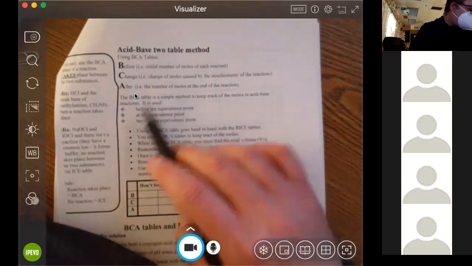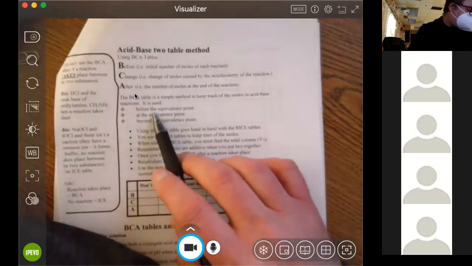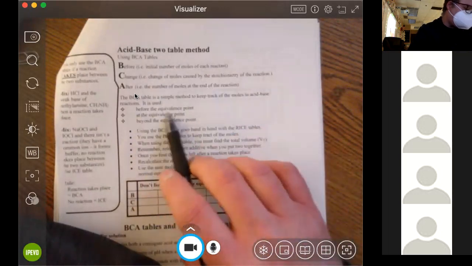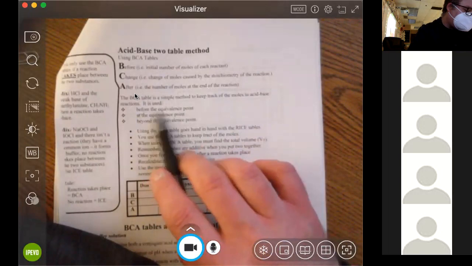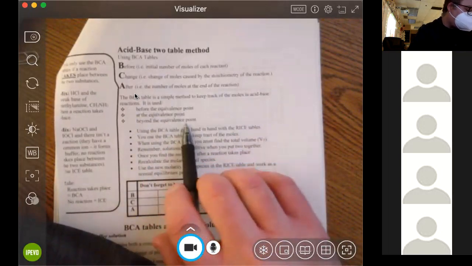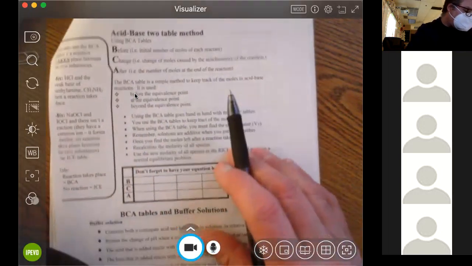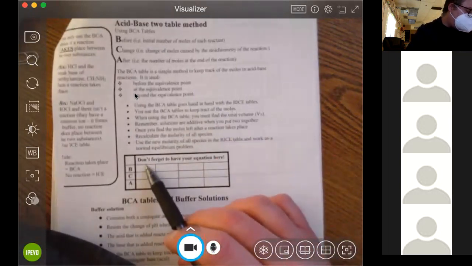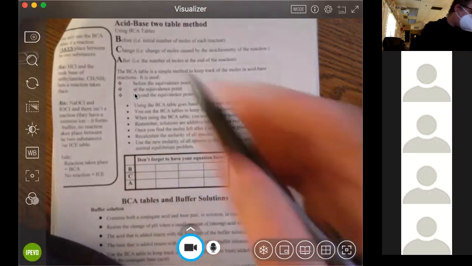So if we take a look, the biggest part of this is, yeah, you can also just keep track of it just like this. Before the equivalence point, at the equivalence point, that's for like a titration. But the biggest thing is that moles are in here. And yeah, this is big right here.